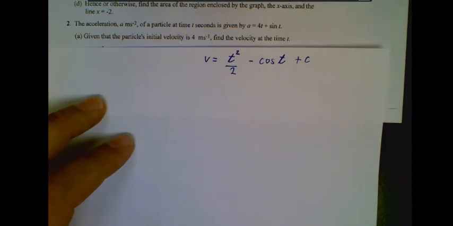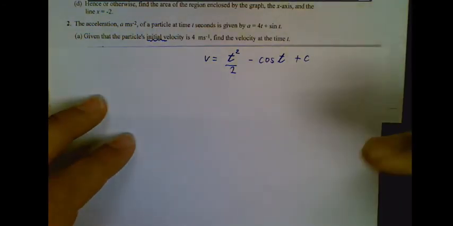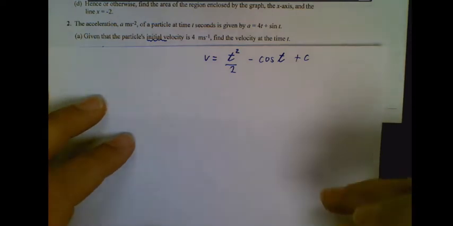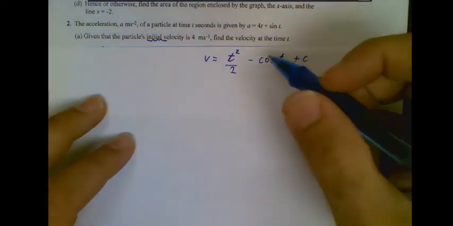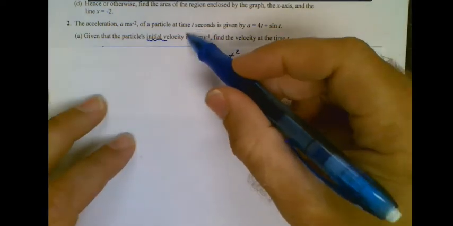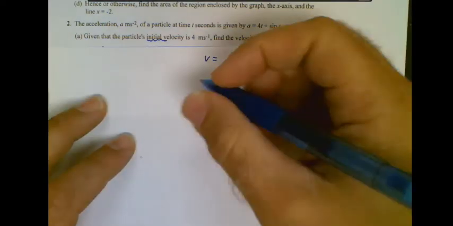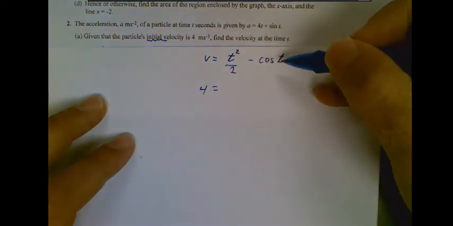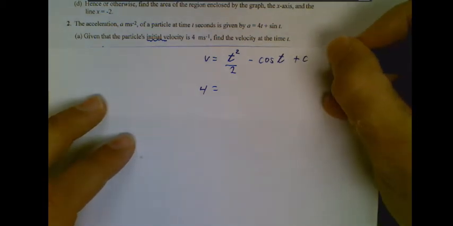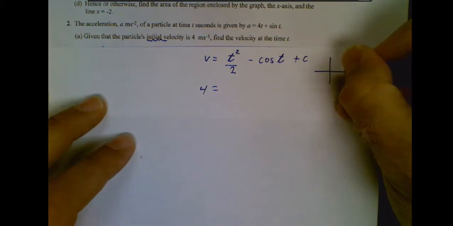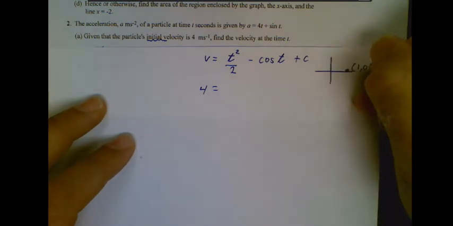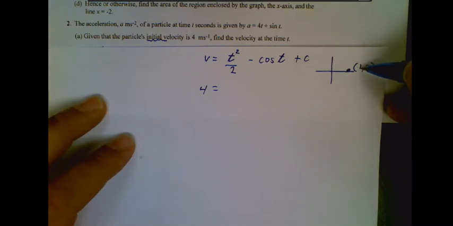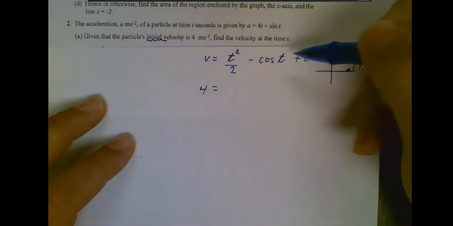information right here. When they say initial velocity, that's an important phrase. Initial means at the start, which means for this guy, time is 0. So I'm going to plug in a 0 for time, and the velocity is 4, so I've got a 4 right there. If I put a 0 here, that becomes 0. The cosine of 0, so remember, at 0, that's at the point (1, 0). Cosine is the x, so that value is 1, so it was 0 minus 1 plus c.